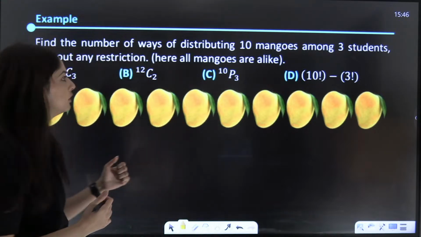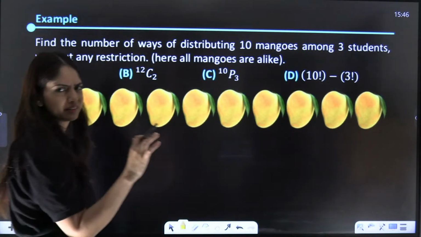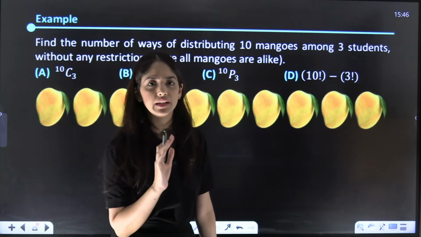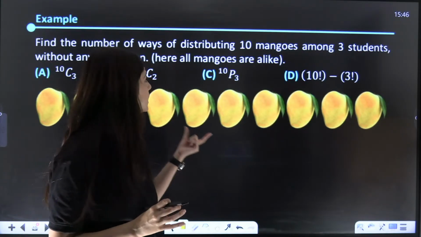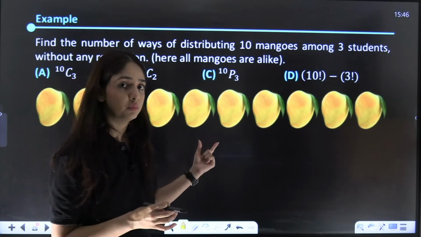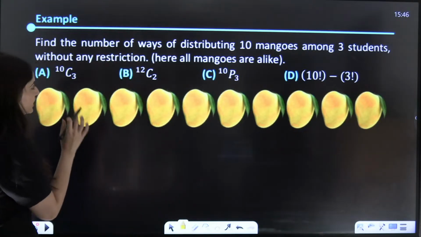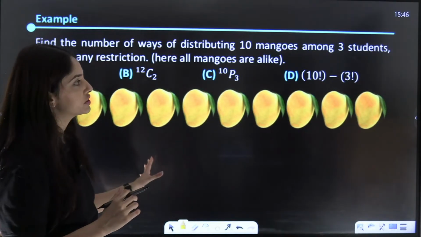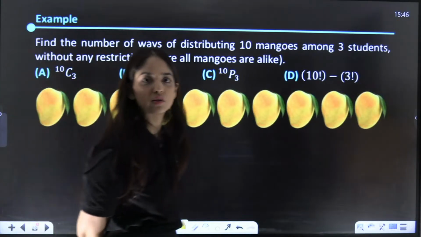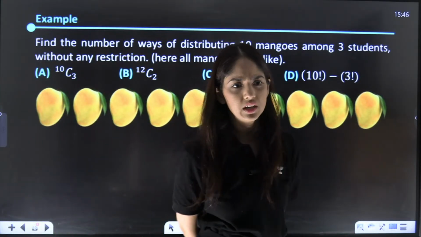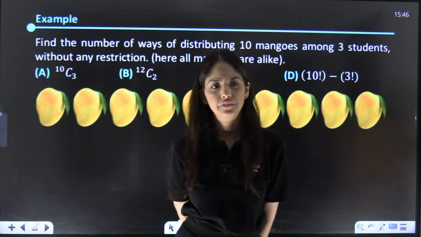Try this. We have, using any method, okay? I think you can easily do it using the formula. Just make sure that we can apply the formula. So what is the question? The number of ways of distributing 10 mangoes among 3 students without any restriction. All mangoes are identical. What's the correct answer? Very easy. Come on.